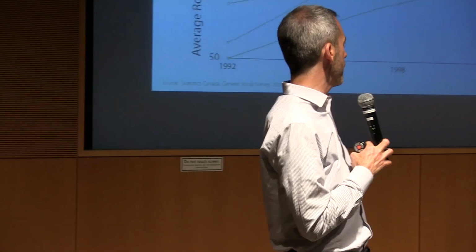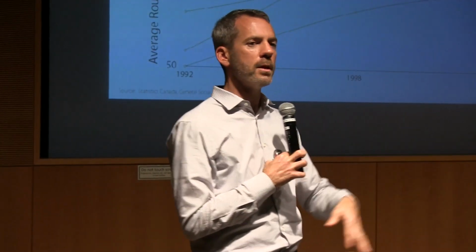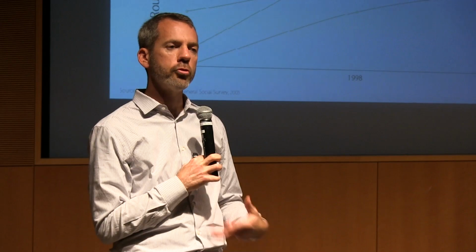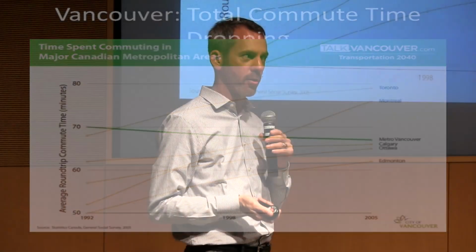Unlike its peer cities throughout Canada, where travel time has been increasing over the last decade, people's commutes in Vancouver are actually shorter, largely because they're choosing to live in more walkable neighborhoods closer to jobs and to services. So it's possible to have a win-win-win situation, but only if we pay close attention to all five of these factors and plan for them in concert with each other.